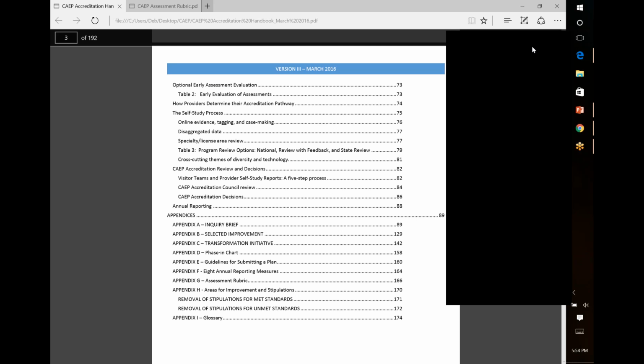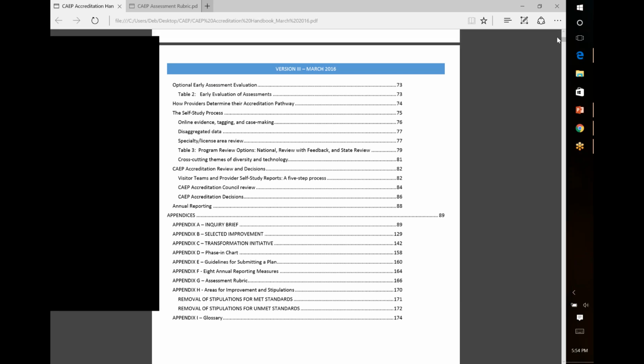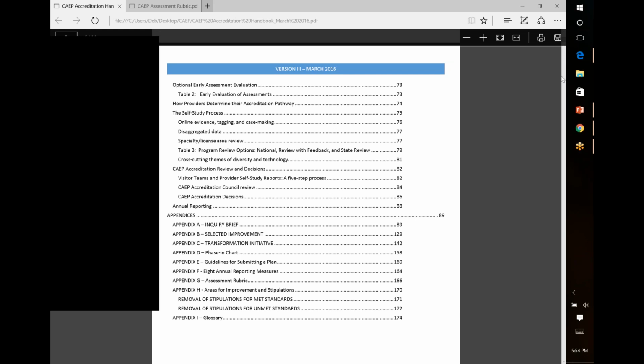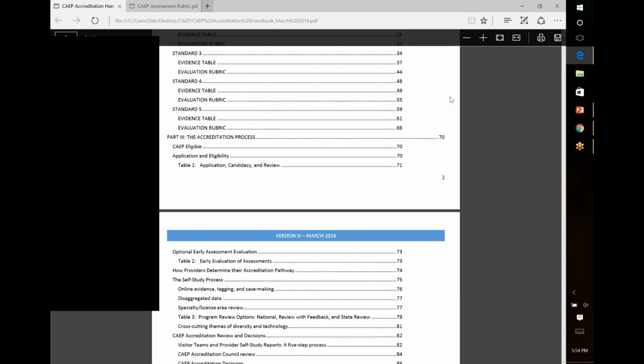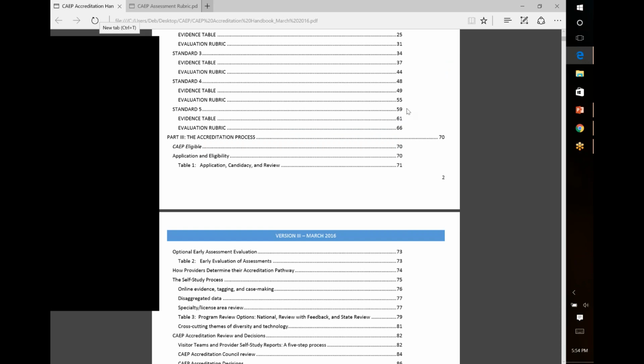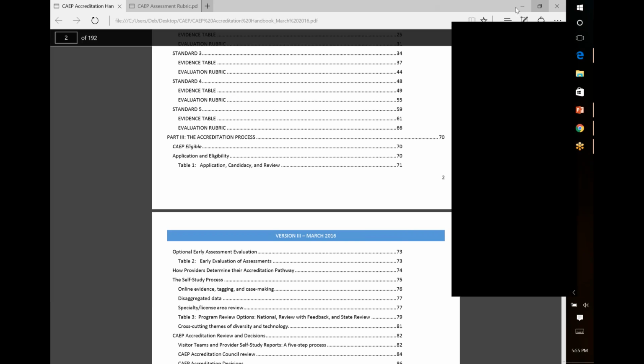Let me go back here to point out where you can find information on Standard 4. Okay, let me scroll up here. Right here under Standard 4, appearing on page 48 and going up to page 58, you'll find a whole bunch, including in the evaluation rubric and the evidence table, some suggestions about what to do when you have limited access to value added. Okay.